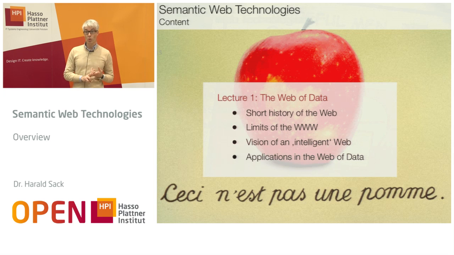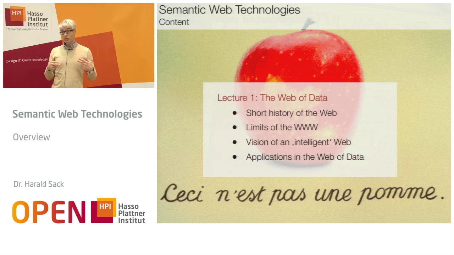So the first lecture, the web of data. I will introduce you to the short history of the web. We will start somewhere in the 60s, and we'll have a look at how the web has developed, how the web has become this huge information universe that we are dealing with today. And soon we will discover that, of course, there are limits somehow in the web.